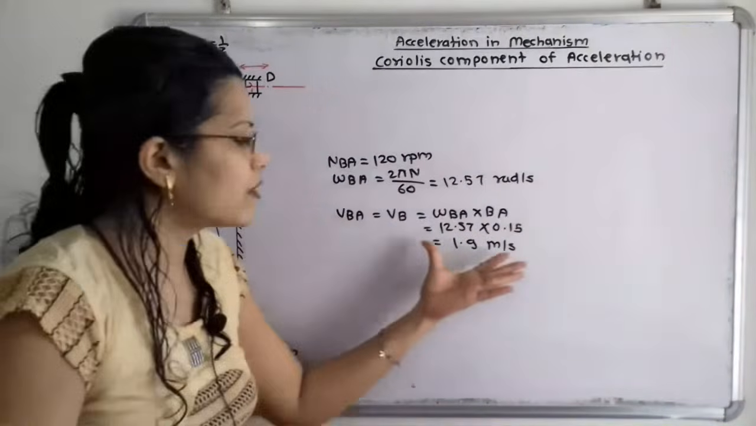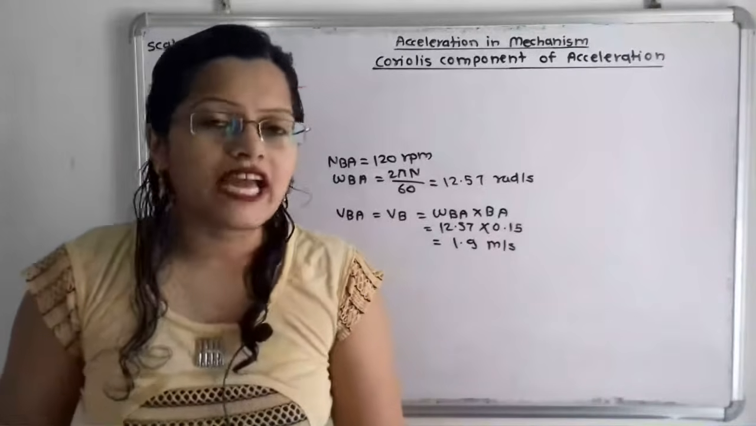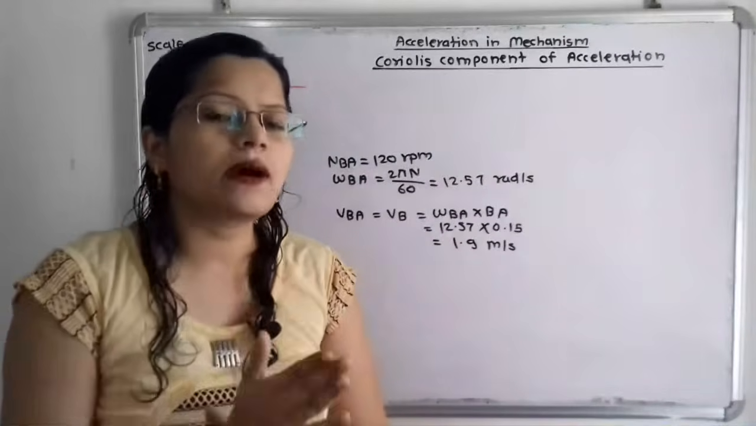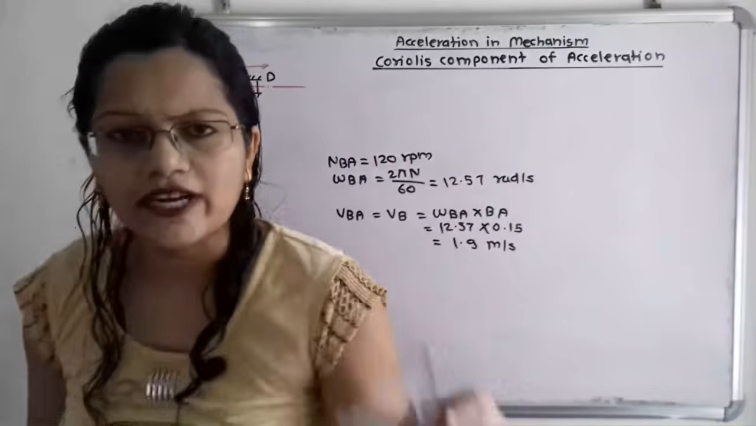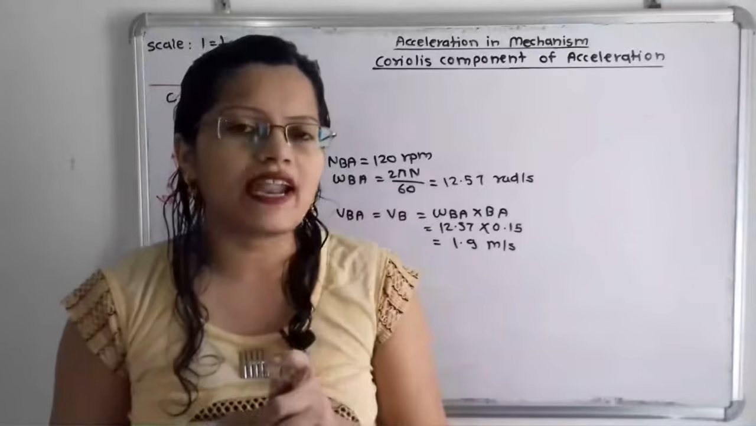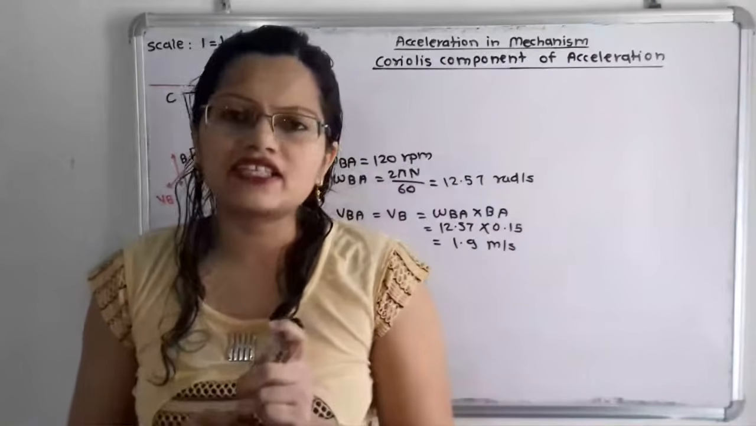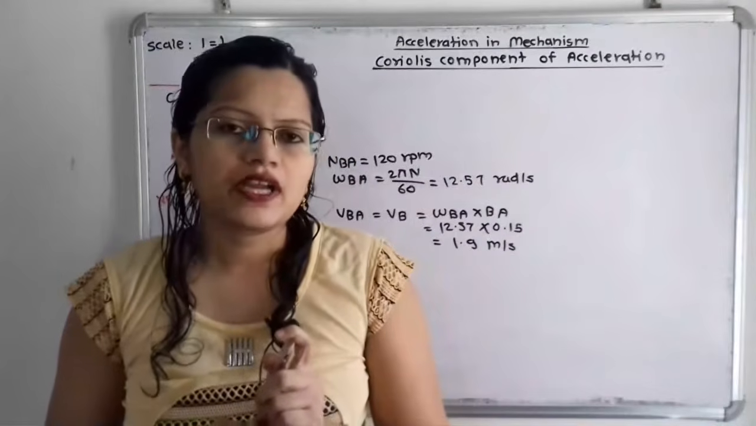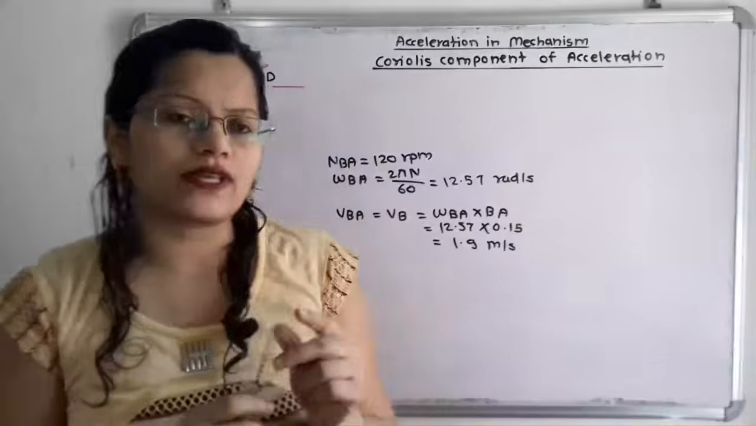So this is about the magnitude. What about the direction? We know that the linear velocity is in the perpendicular direction to the link. So with the help of a protractor we are going to draw one line perpendicular to the link AB. But in which direction do we have to draw that line? In the direction of motion. The motion is given in the anti-clockwise direction.